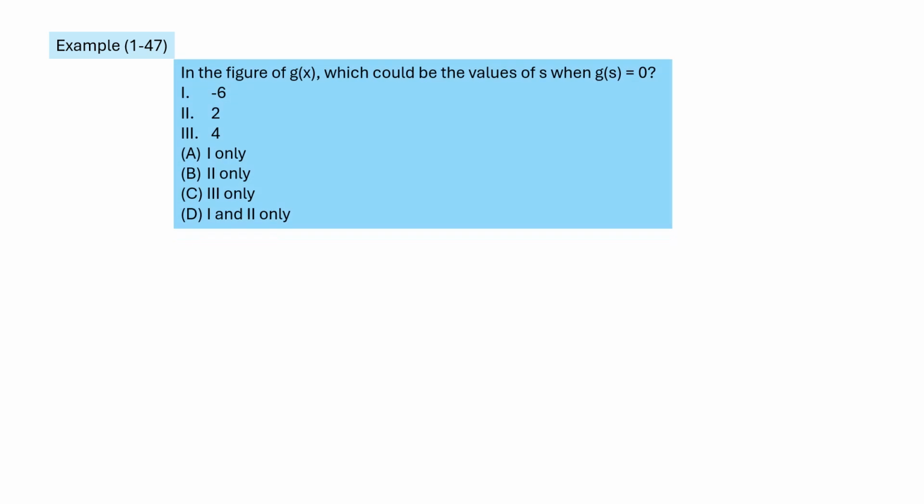Example 147. In the figure, which could be the values of x when g of x equals 0? This means the x-intercepts. When you put y equal to 0, you get the x-intercepts. So we got them before, negative 6 and 2 only. So the answer will be D, I and II only.